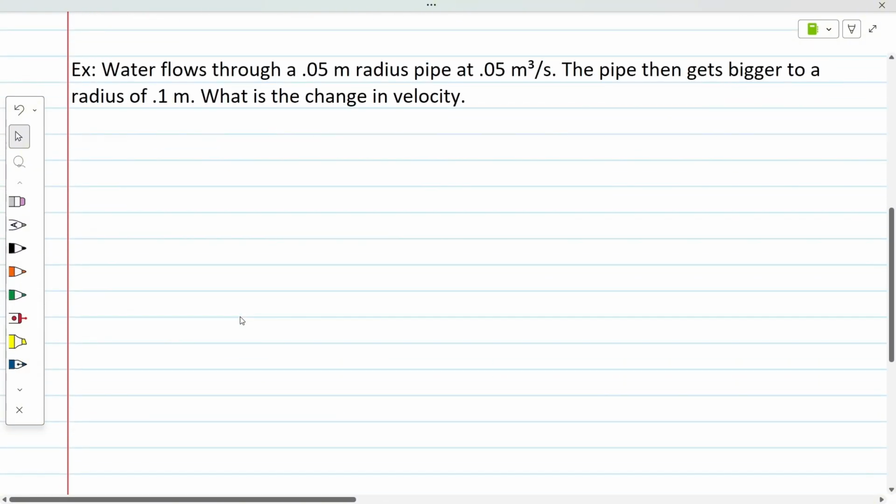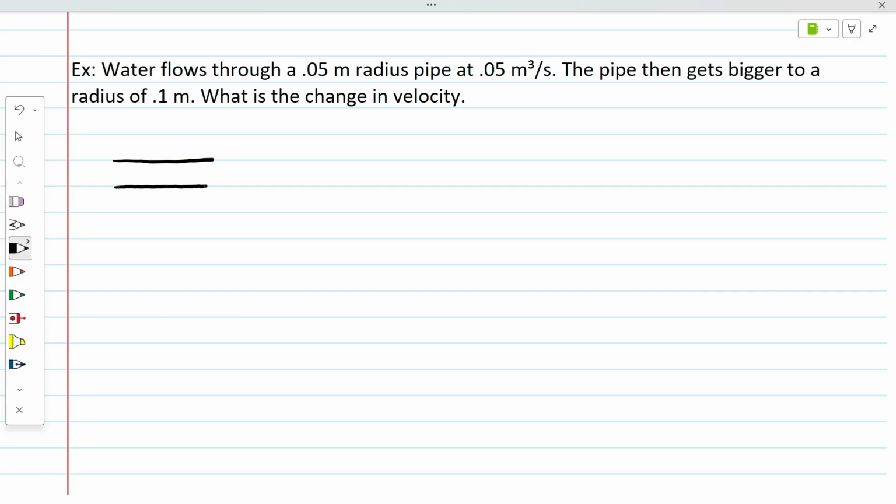So we have water flows through a 0.05 meter radius pipe at 0.05 meters cubed per second. The pipe then gets bigger to a radius of 0.1 meters. What is the change in velocity? So let's draw out what we're looking at here. We have the pipe going through like this originally, and then it gets wider.